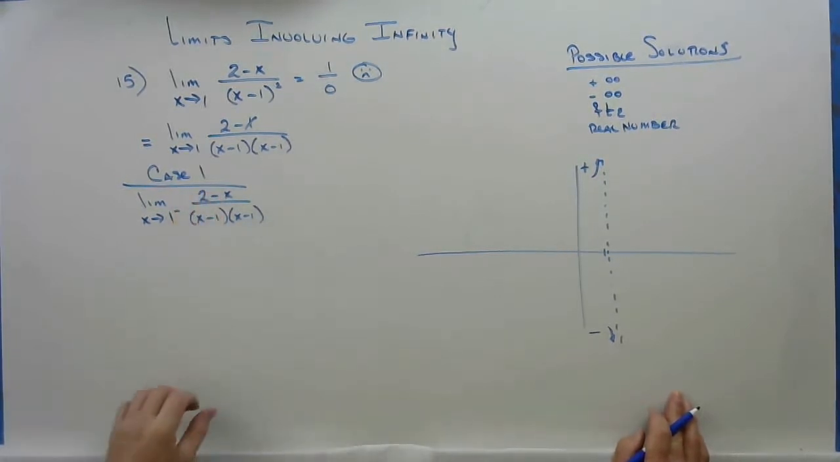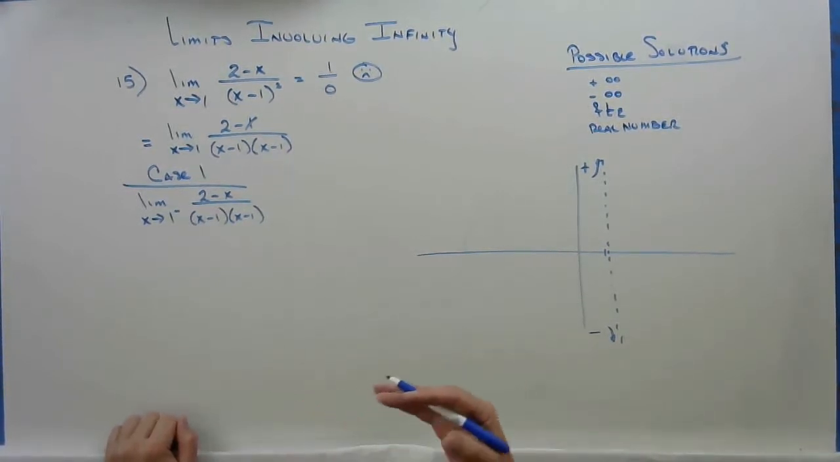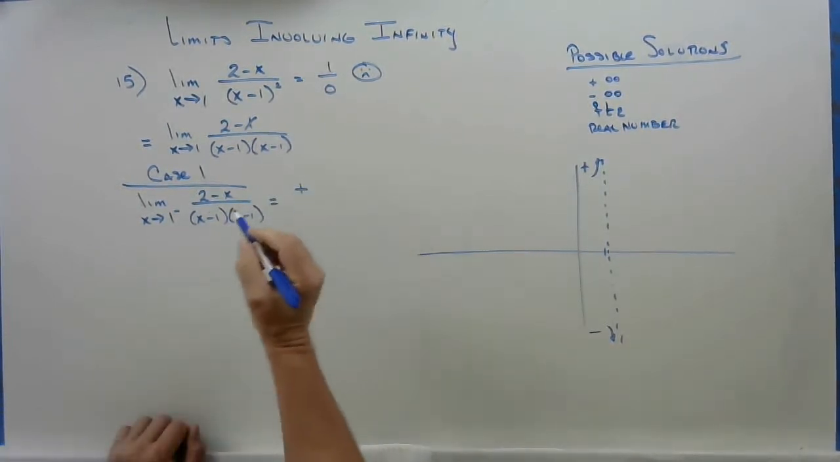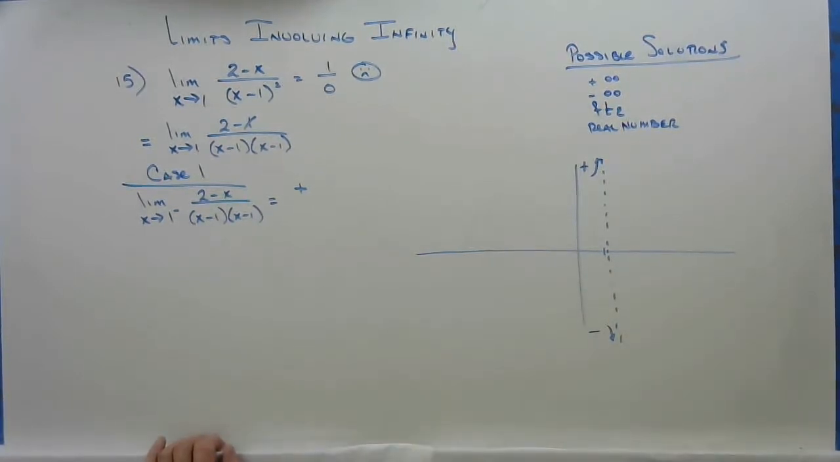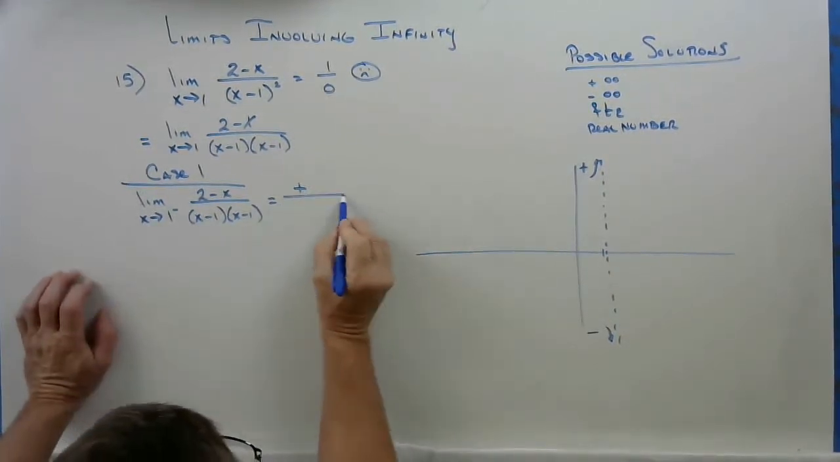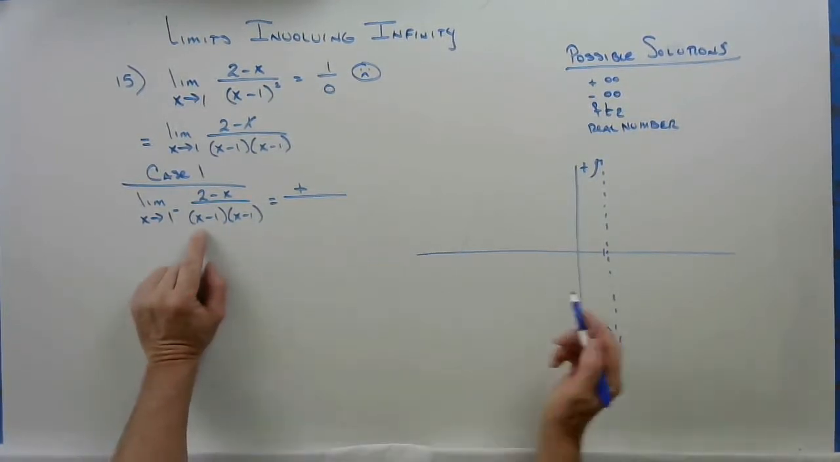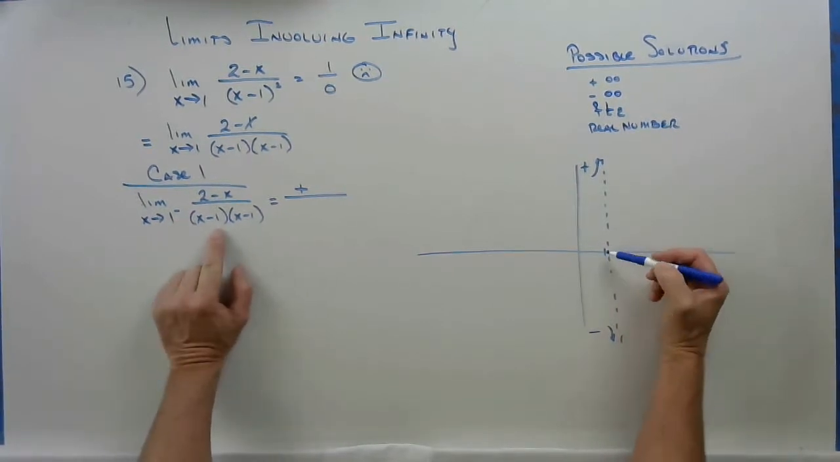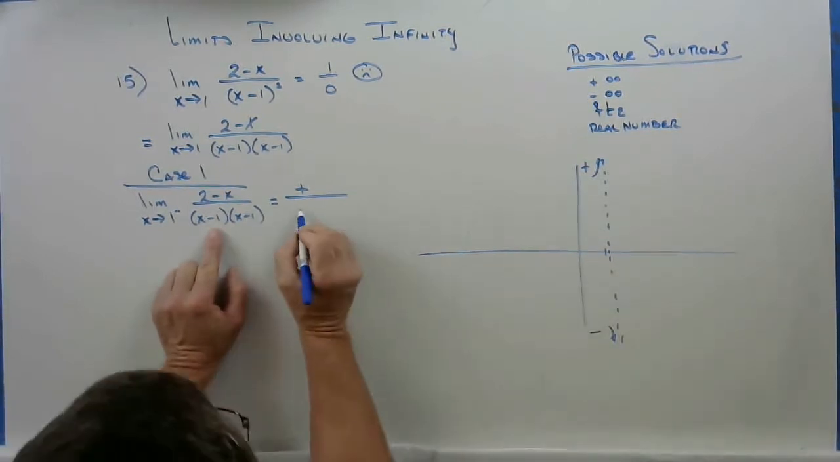When we plug it into 2 minus x, we have 2 minus a number that's essentially 1. That's going to give us a positive result. 2 minus a number that is essentially 1 is going to give us a positive result. When I plug it in the denominator, now remember my number is smaller than 1. It is to the left of 1 because we're approaching from below. It is to the left of 1. When I plug a number in below 1 and I take that number minus 1, I get a negative value back.